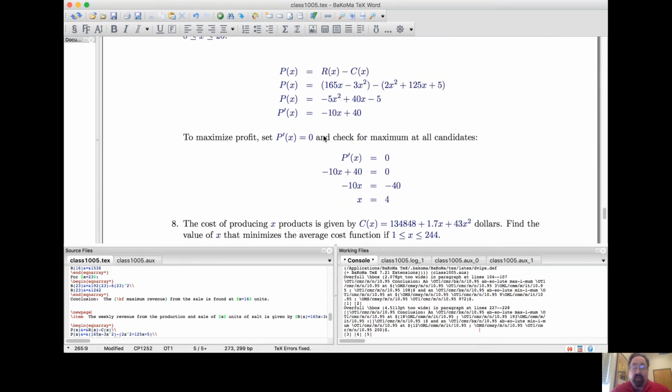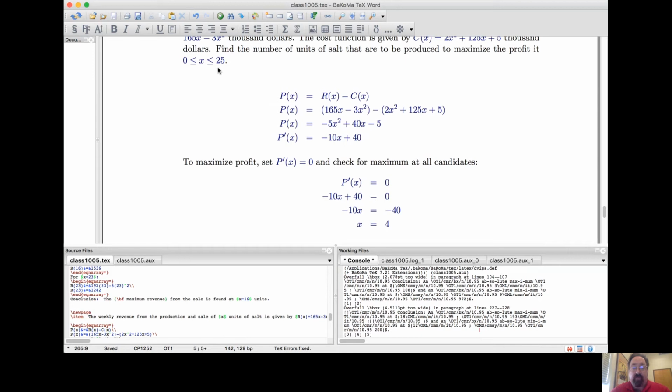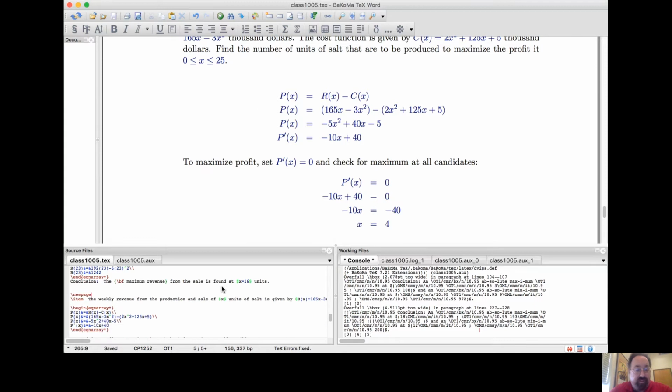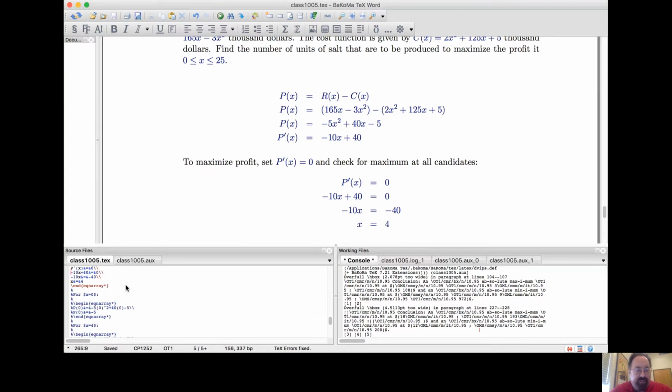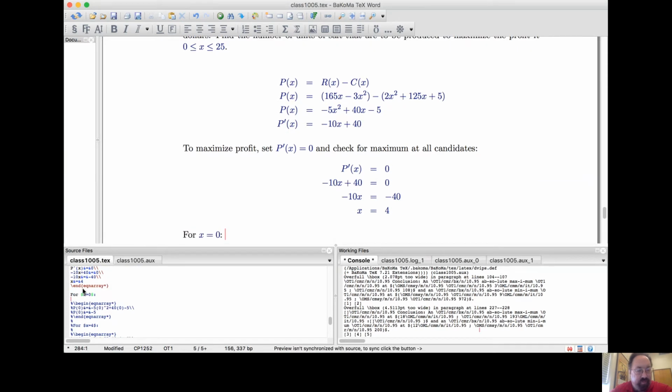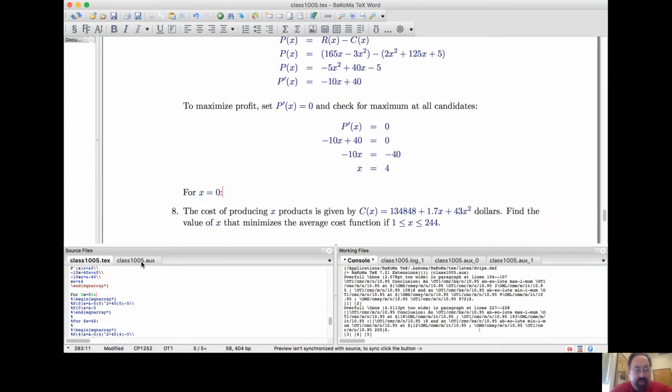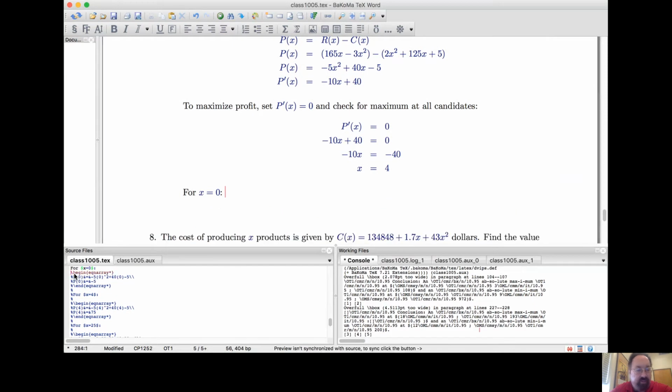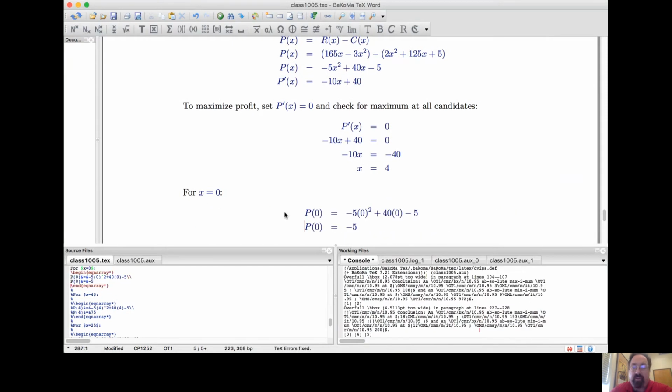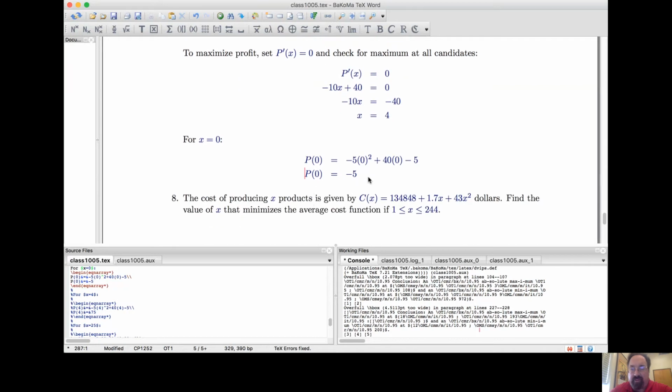So now we have our three candidates 0, 4, and 25 to substitute into the profit function. Now, it would seem kind of odd to substitute 0 units into a profit function, but for other applications, it's definitely necessary to consider all candidates. But we'll just go through the motions. So, of course, no units, then negative profit of -5 because there's some fixed cost there.